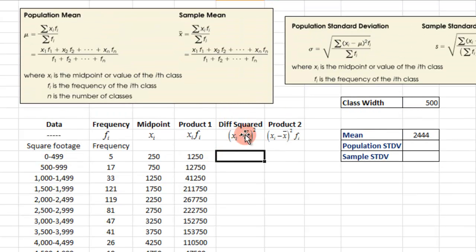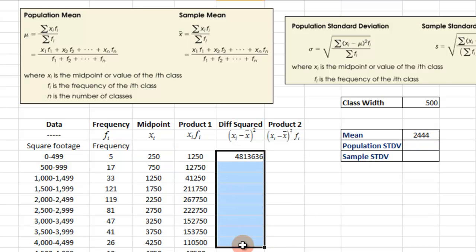Now when we come back to here to do the difference squared, it's the xi minus the mean and then quantity squared, so no problem, equals this one minus the mean, parentheses around it, all right, and then square it. But we also want to keep this green box pointing to the mean, so I'm going to have to put a $ sign in there. There we go. So it took this one, subtracted the mean, and then squared it. The difference squared, all right? And then we can just basically drag that corner down.